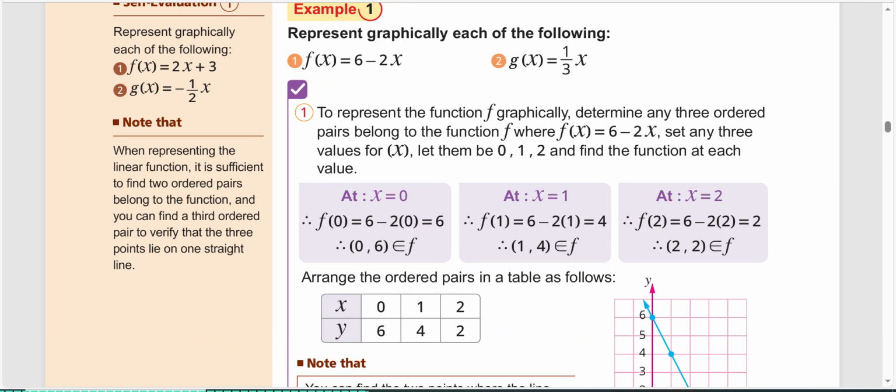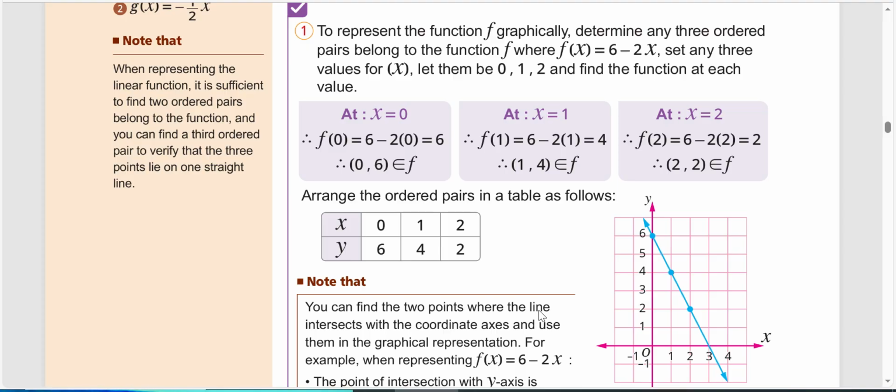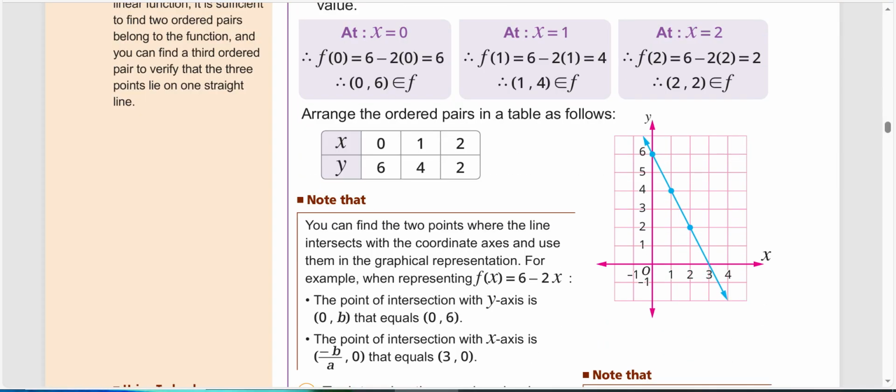For this function, if we draw it, we write a table with the points 0, 1 and 2 and their images. The image of 0: 6 minus 2 times 0, 6 minus 0 equals 6. 6 minus 2 times 1, 2, 6 minus 2 equals 4. Put x equal 2: 2 times 2 is 4, 6 minus 4 equals 2. Then we can represent the function by 0 and 6, 1 and 4, 2 and 2. Okay, this is the function here.